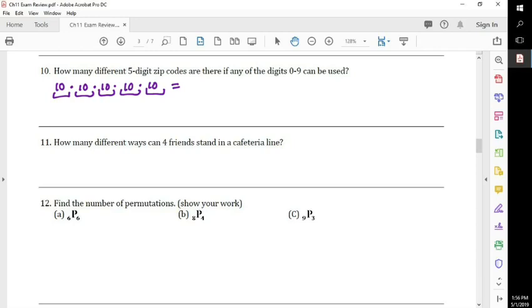And I'm multiplying all these because of the counting principle. 10 times 10 times 10 times 10 times 10, that's going to be 10, 1 with 5 zeros. Right? That's 5 zeros. So there's 100,000 different numbers that you can use.